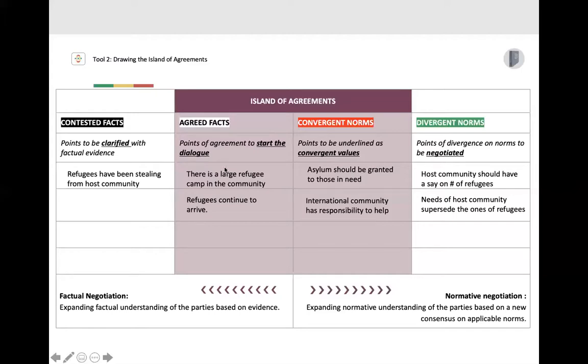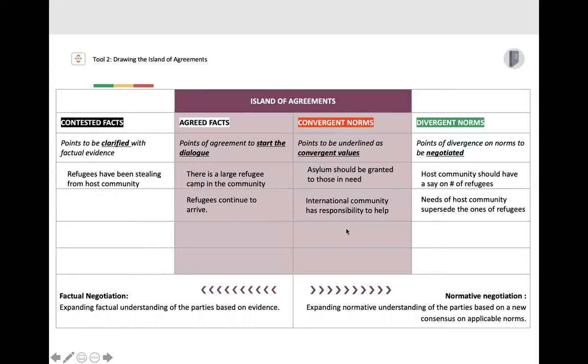Are you going to be focused on these contested facts and creating some clarity there? Or is it more of a normative discussion where you need to find an understanding between you and your counterpart? And finding really with this island of agreement, I think it's important to remember this isn't your needs assessment. This is not your technical understanding of the context. It's a way to find a point of departure, some places in common with your counterpart.